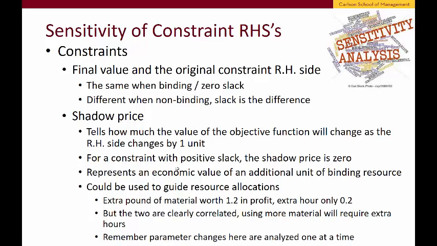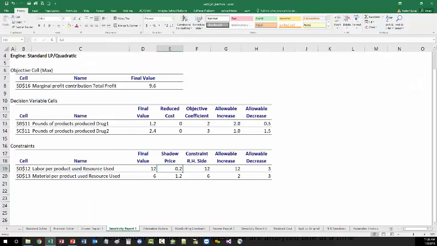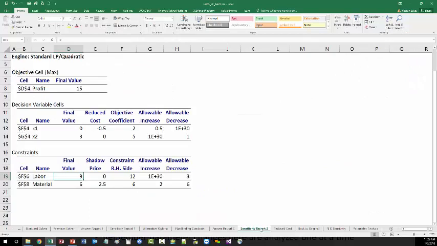Again, one more time, you have to remember that you have to do these one at a time. So if you're analyzing the material, you do that first, then you put it back at the base value of 6 pounds, and then you analyze the labor. Also, for a non-binding constraint with a positive slack, the shadow price is always 0. To show that, switch to, you should still have that, sensitivity report 2, where the labor is non-binding, has 3 hours of slack. You can see that the shadow price is 0.